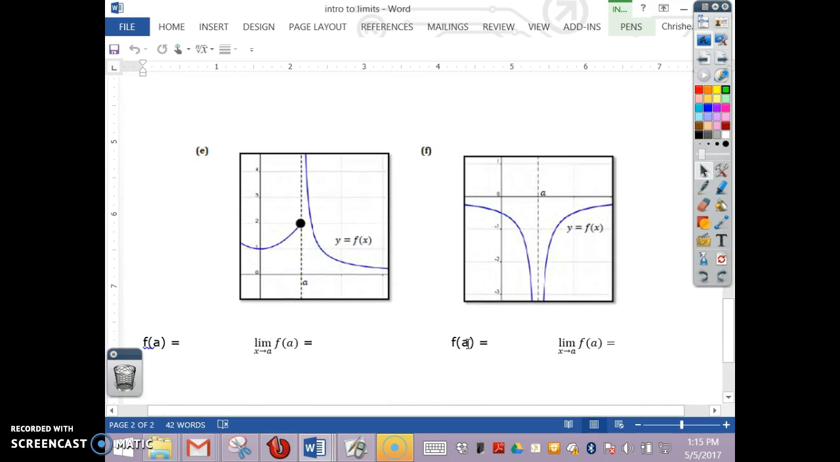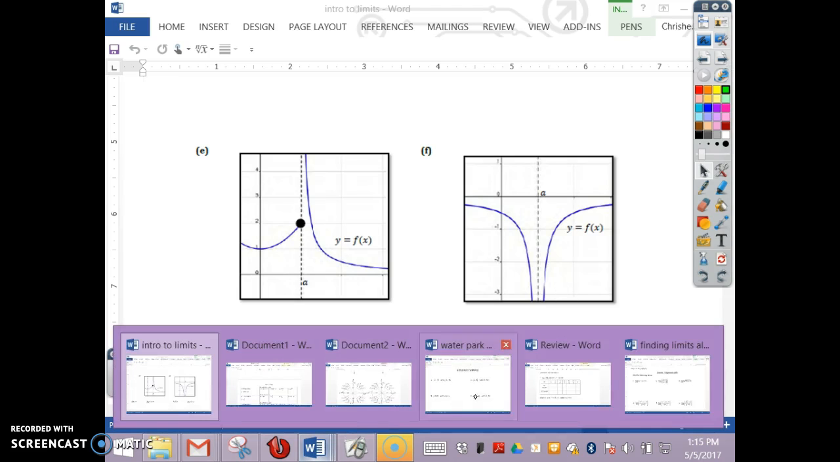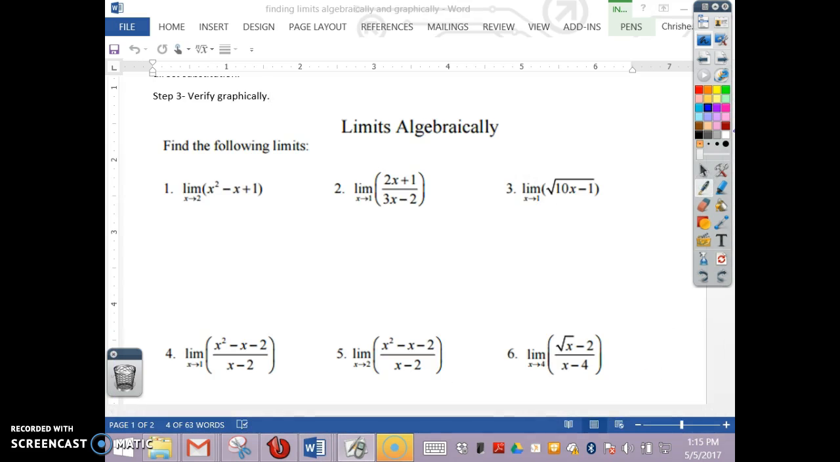Same thing here. The value of a actually doesn't exist. However, the limit is negative infinity. So it does not have to exist to have a limit. But if it does exist, then hopefully that's the limit as long as our graph is continuous.